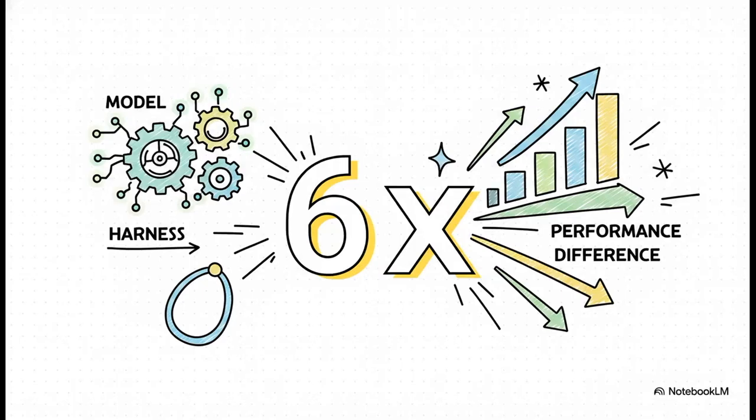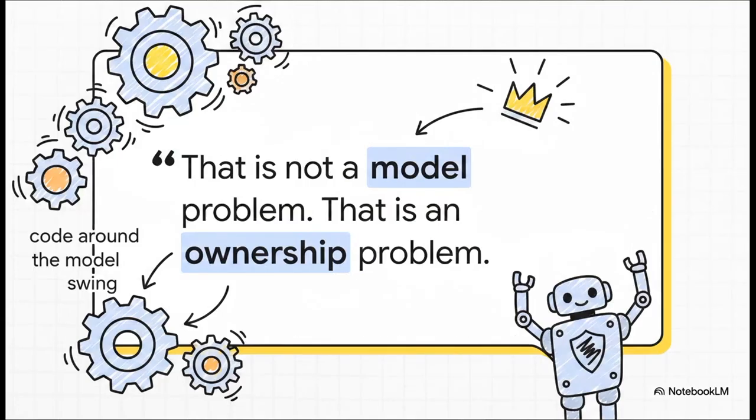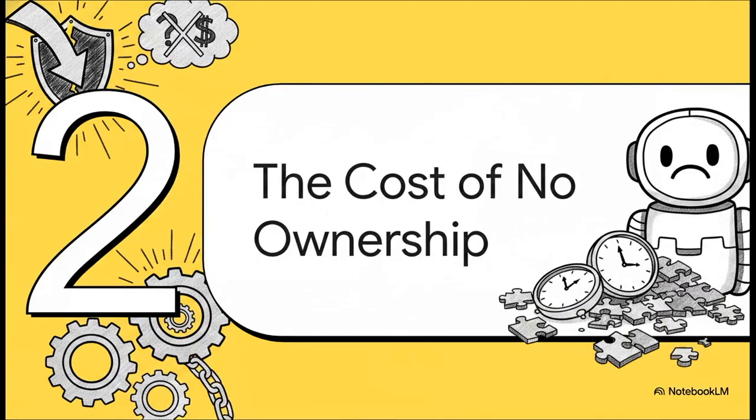Okay, so this is where it gets really wild. Researchers found that if you take the exact same model, but you just change the harness, you can get a, wait for it, 6-fold performance difference. I mean 6x! That's not a small tweak, that's a massive, game-changing improvement. And that brings us to the single most important point here. If you're getting a 6x performance swing just from the code around the model, well, then your biggest bottleneck isn't the model. It's not the LLM. It's an ownership problem.